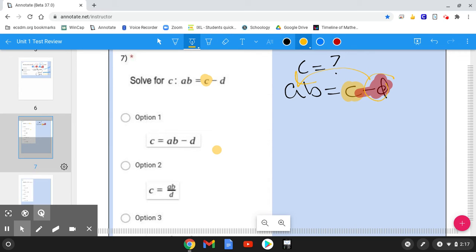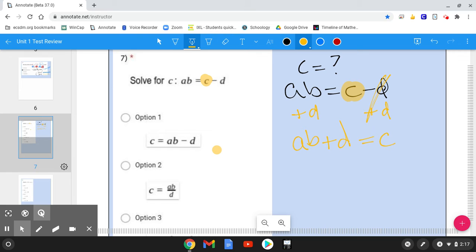How will we do that? How will we move this to the other side? We're going to subtract. Let me go back here. It's already being subtracted. We're going to add d to both sides. So your d's cancel out. And we have AB plus d. Right? You don't have to do anything more. You don't have to put them all together. You just write it out. AB plus D equals C.